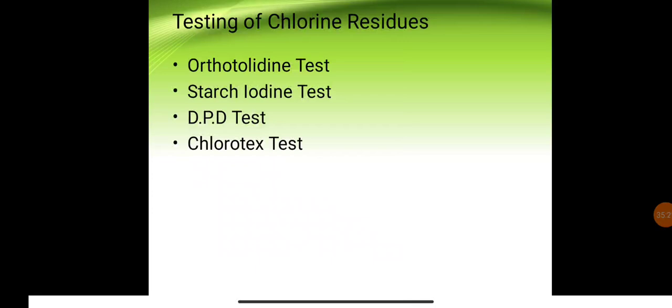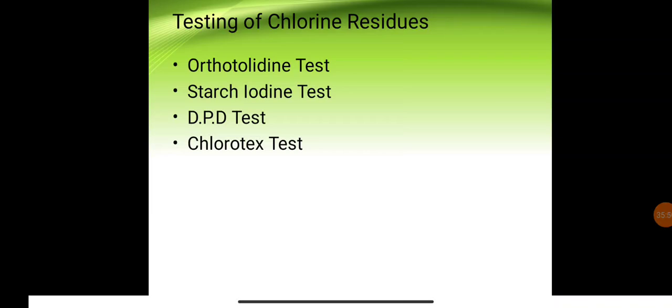So we have discussed the methods of disinfection, types of disinfection, the forms of chlorine we use, the dosage of chlorine, and the factors affecting chlorination. The last is the testing of the chlorine residues. How are we going to test the chlorine residues? One method is the orthotolidine test. It is the most commonly used test to determine the residual chlorine in water.